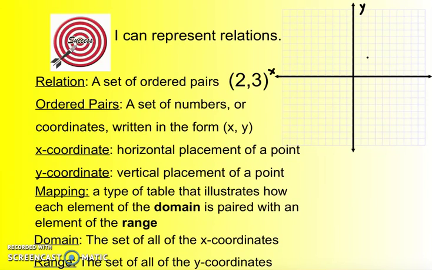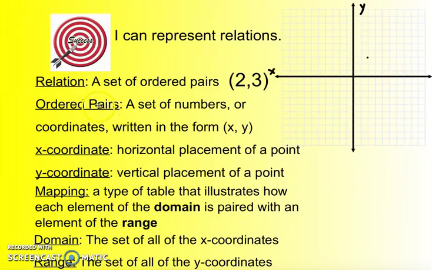First of all, let's talk about what is a relation. Well, a relation is a set of ordered pairs. That means an X and a Y. And the x-coordinate guides us on the x-axis on a coordinate grid, and the y-coordinate guides us on the y-axis on the coordinate grid. So these ordered pairs are kind of like a map for us to follow as we're moving along the coordinate grid.